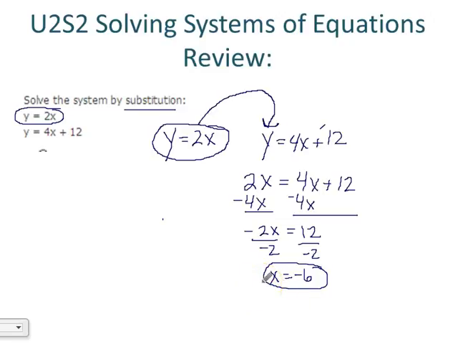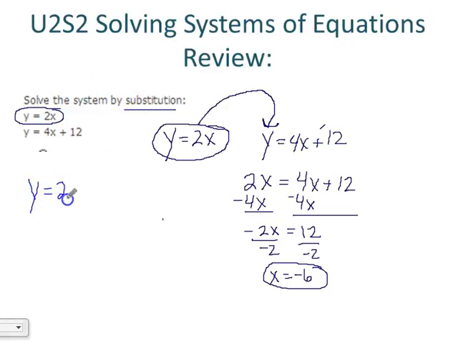Well, I'm not quite done. Remember, I need to solve for both my variables, x and y. So now I'm going to go back and look at my two equations, and I'm going to plug in my value of x equals negative 6 into one of those so I can solve for y. I'm just going to choose that top equation because it's pretty straightforward.